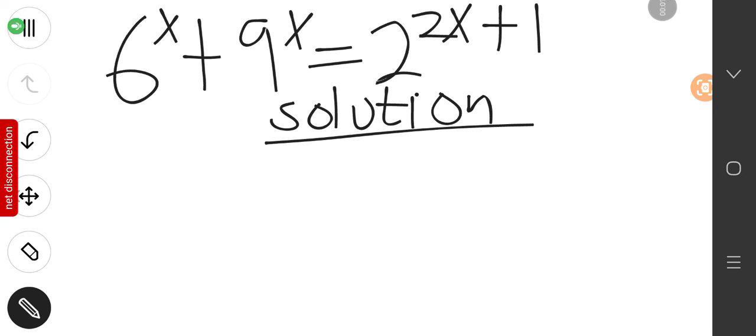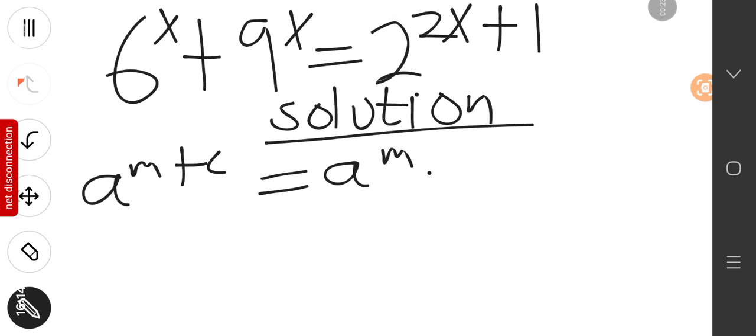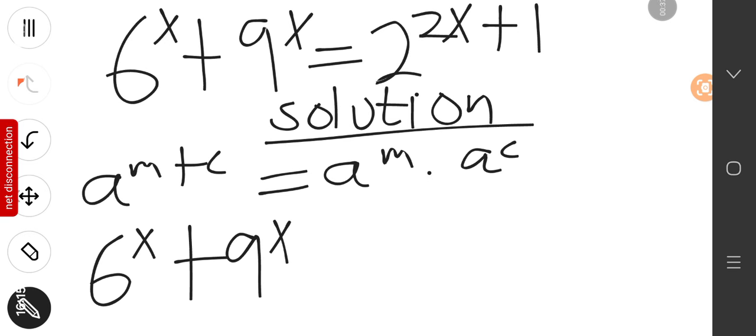So we have a beautiful exponential equation: 6^x + 9^x = 2^(2x+1). Now let's apply the first law of indices at the right side of the equation. The first law states that a^(m+c) gives us a^m times a^c. When the bases are the same and the sign between them is multiplication, we add the exponents. So our equation becomes 6^x + 9^x = 2^(2x) times 2^1.